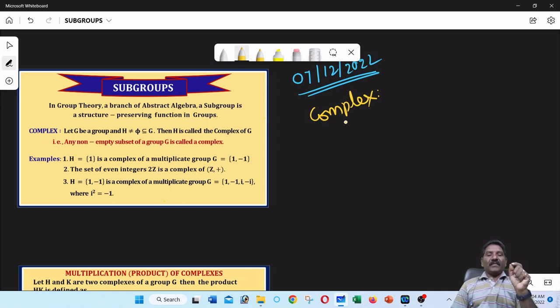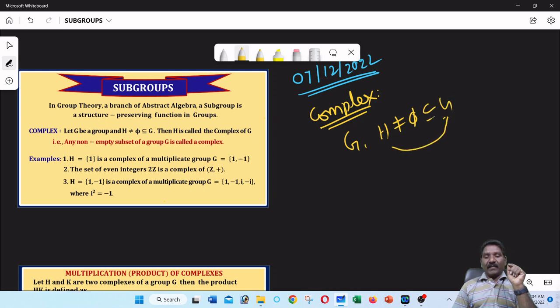Before defining a subgroup, we must define a complex. What is a complex? Any non-empty subset of a group G is called a complex. Let G be a group and H a non-empty subset of G, then H is called a complex. Complex means only a subset. Example for a complex: any non-empty subset.